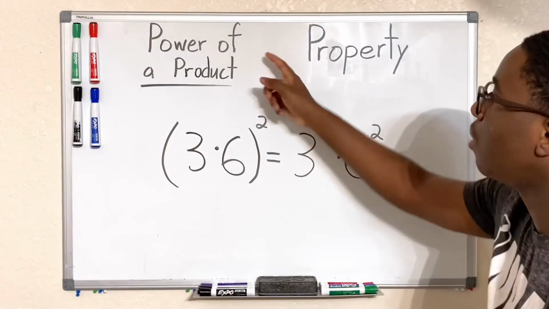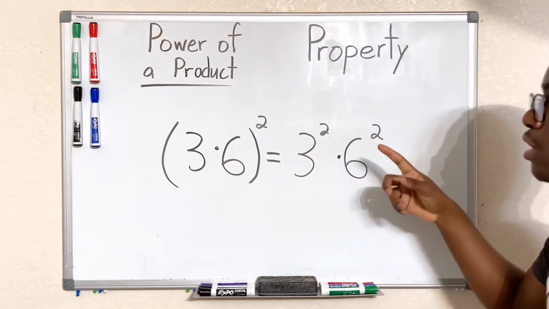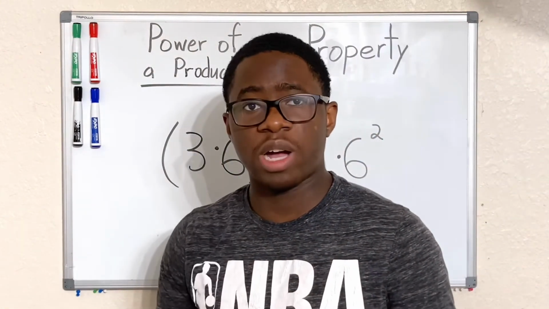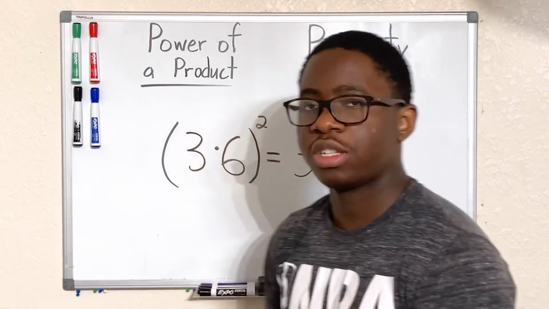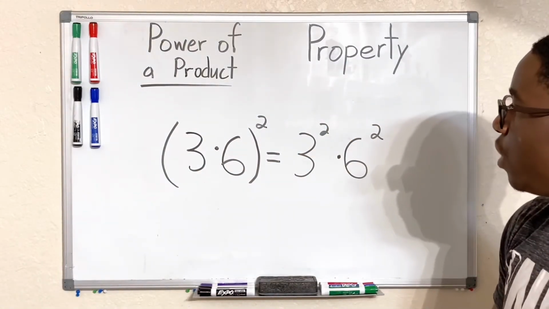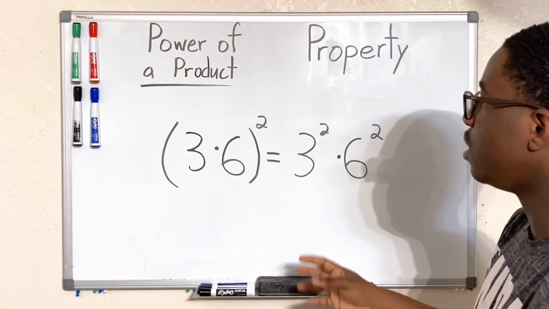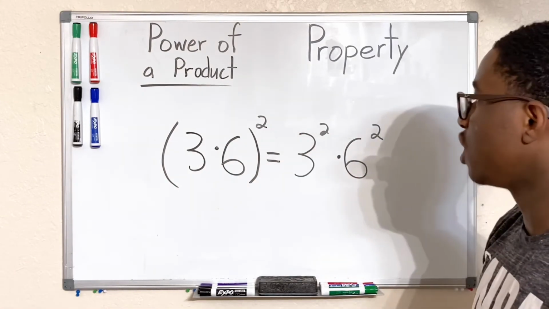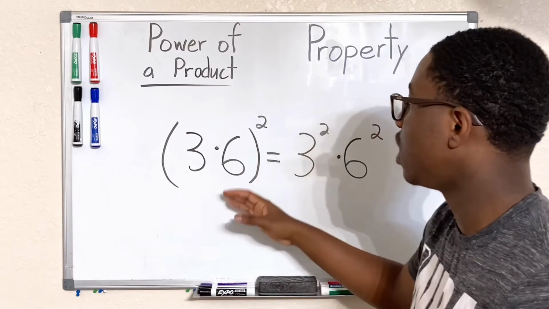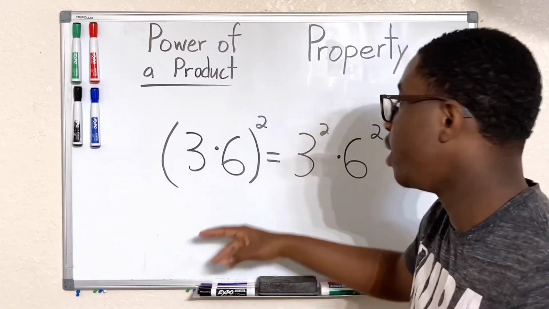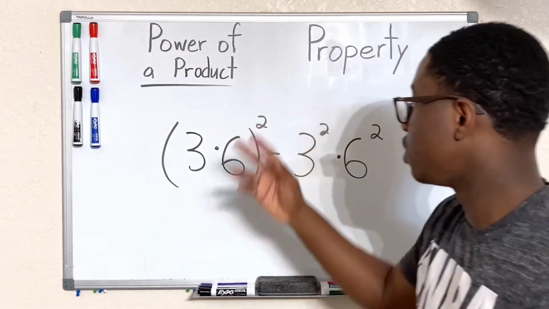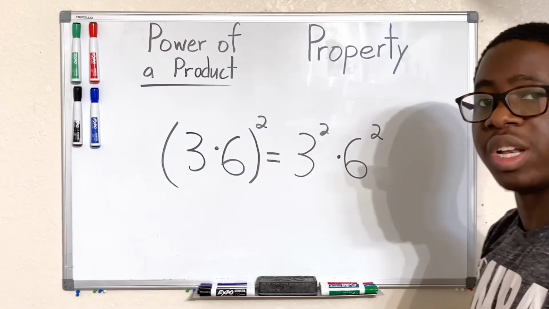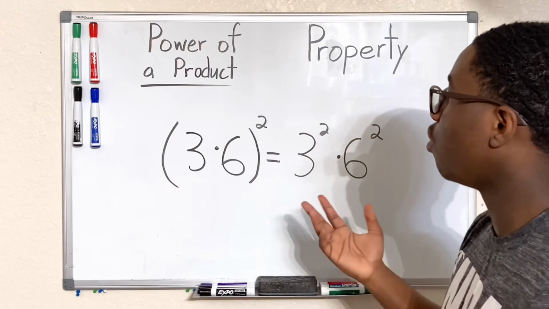Next on our list of rules of exponents, here we have the power of a product property. The last one was power of a power. This is power of a product. Not that you need to memorize the names, but just to know the difference. Here we have 3 times 6 in parentheses raised to the 2nd. Some people might prefer to multiply 3 times 6, you get 18, and then multiply 18 by 18, since it's squared. But other people might not like that method. So here we have the power of a product method.